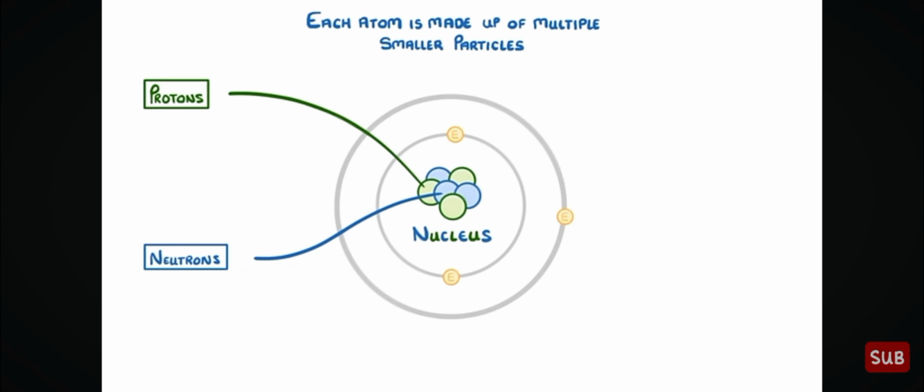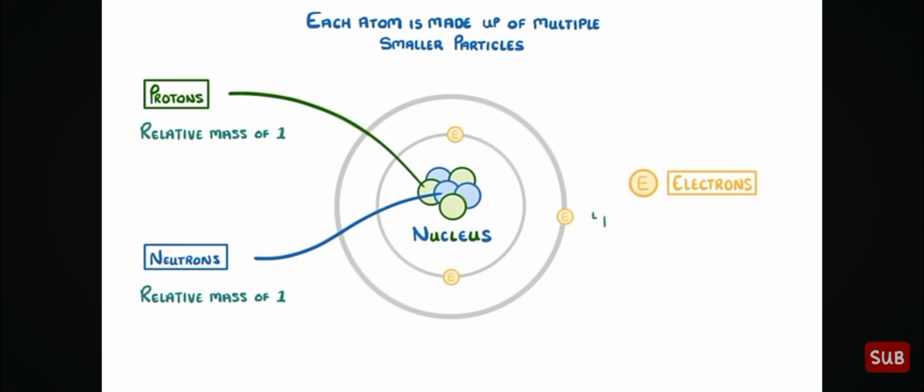Now, the most important thing to remember here is the structure of the atom that we've just been through, and also the relative mass and charge of each of the particles. The protons and the neutrons have the same mass, so we say that they both have a relative mass of 1. Electrons, meanwhile, are comparatively tiny and have a mass 2,000 times smaller, which is often written as just very small, or sometimes even 0.